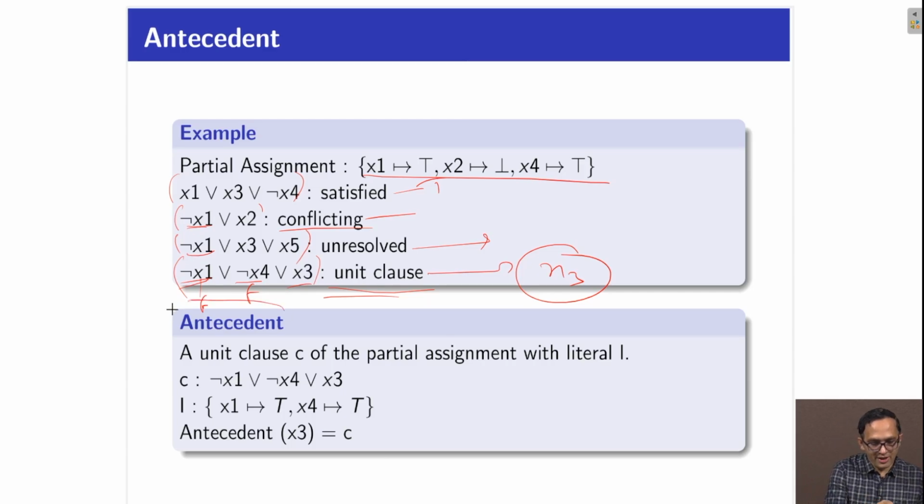Also one more definition, antecedent. Once you have a partial assignment and a clause, under this partial assignment the clause may reduce to a single literal. For example, here x1 equal to true makes one literal false, and x4 equal to true makes another false, so this reduces to x3. So I will say that the antecedent of x3 is that clause C, because I reached this single unit literal from that clause.